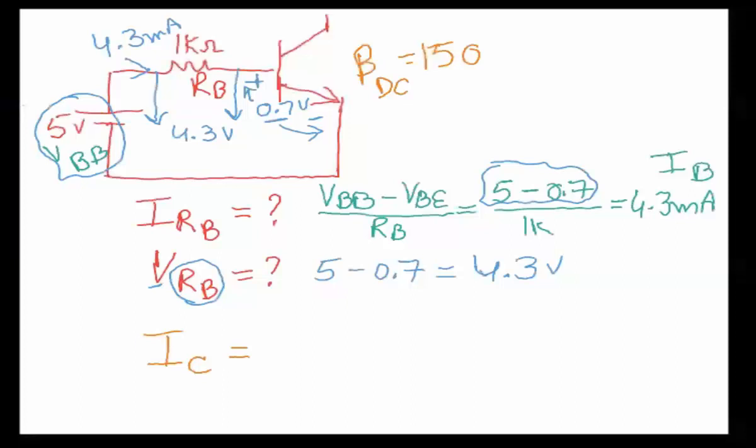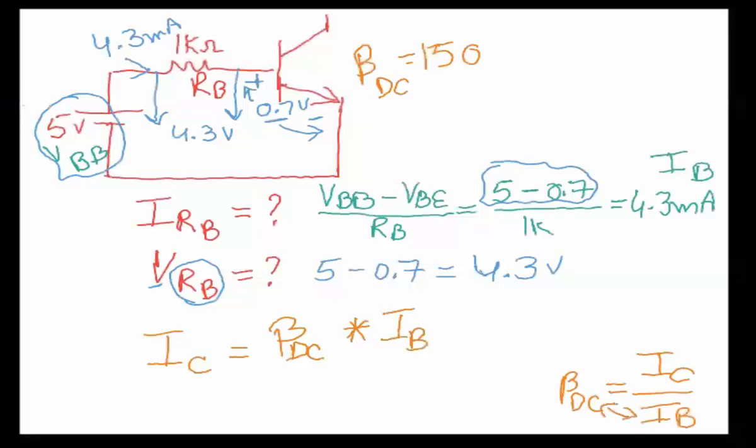Yeah, remember the formula for beta DC. All you do is take your beta DC and multiply it with the base current. I think it's a cross multiplication. So beta DC is 150. You multiply it by 4.3 milliamps, which is your base current.